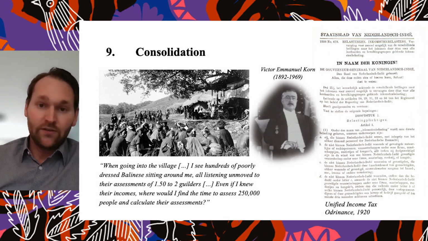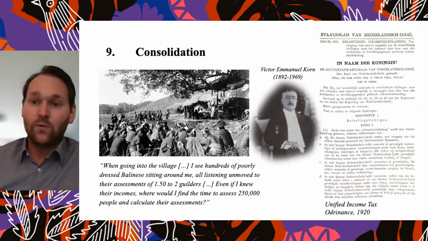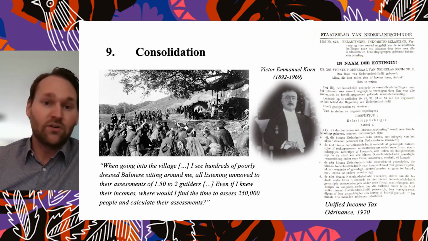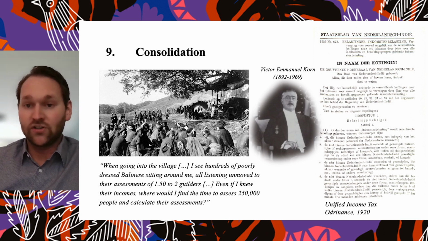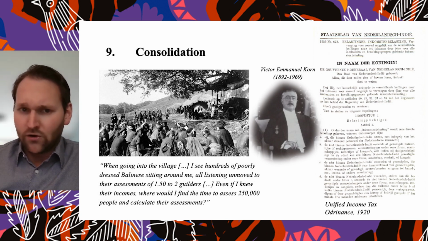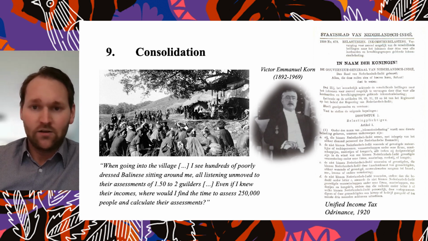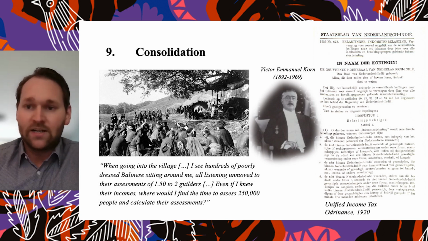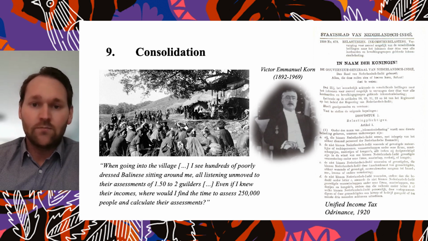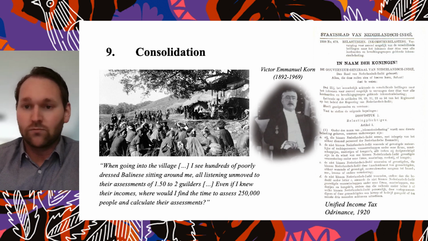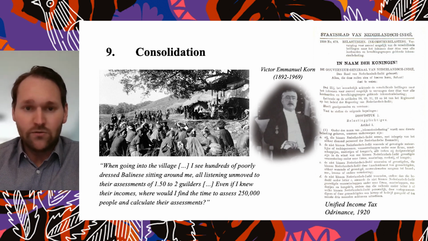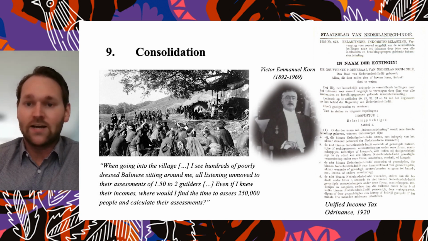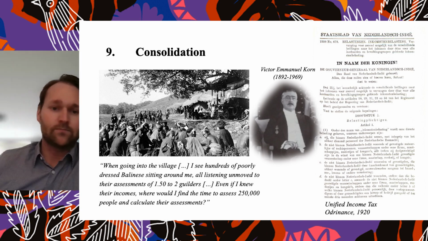Many field officials felt they had little governing capacity to begin with. For instance, upon learning about the imminent introduction of the unified income tax in 1920, Victor Korn, a colonial administrator active in Bali, wrote, "When going into the village, I see hundreds of poorly dressed Balinese sitting around me, all listening, unmoved to their assessments of 1.5 to 2 guilders. Even if I knew their incomes, where would I find the time to assess 250,000 people and calculate their assessments?"